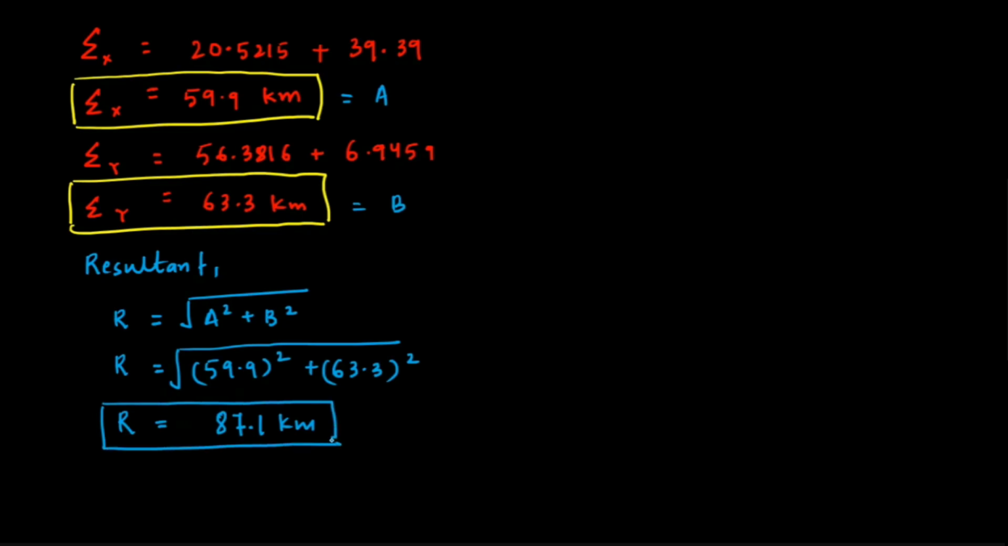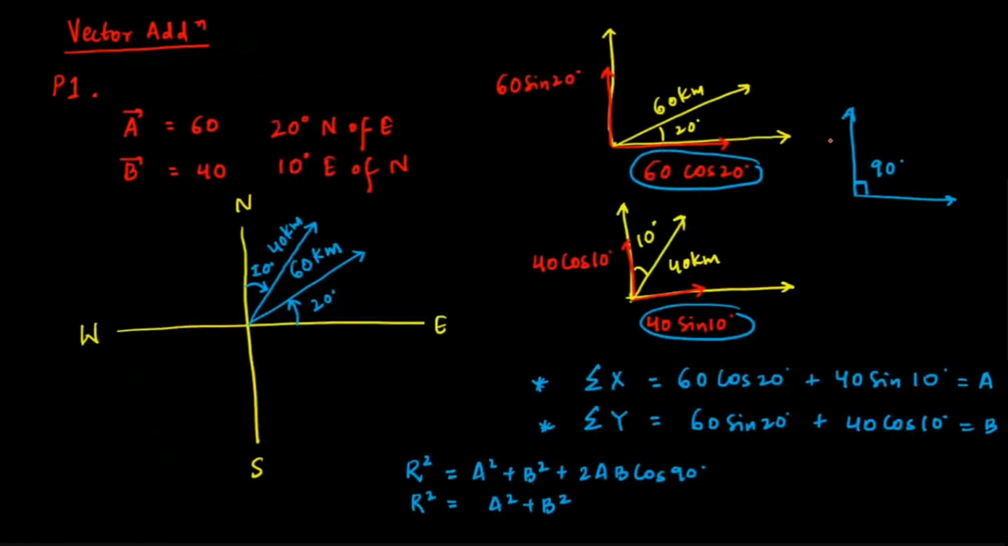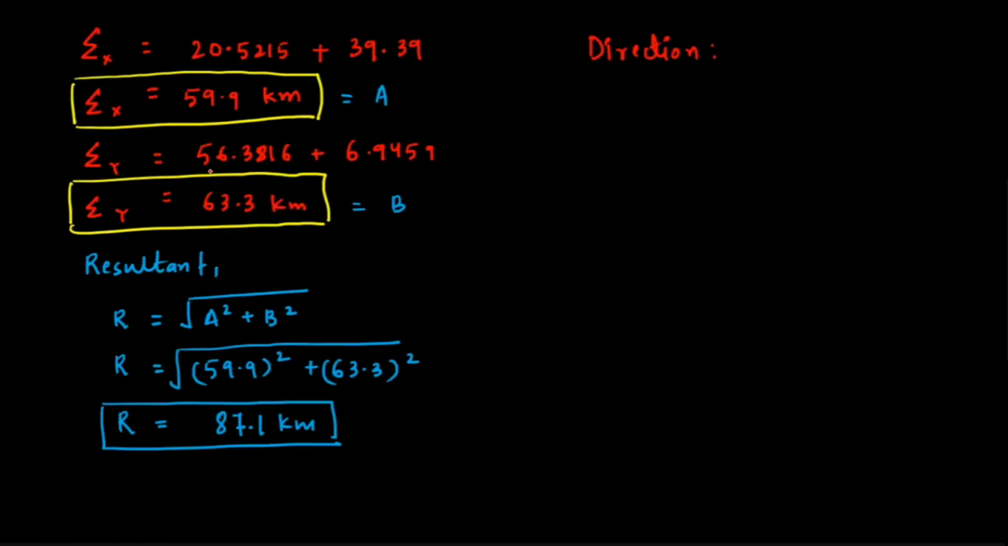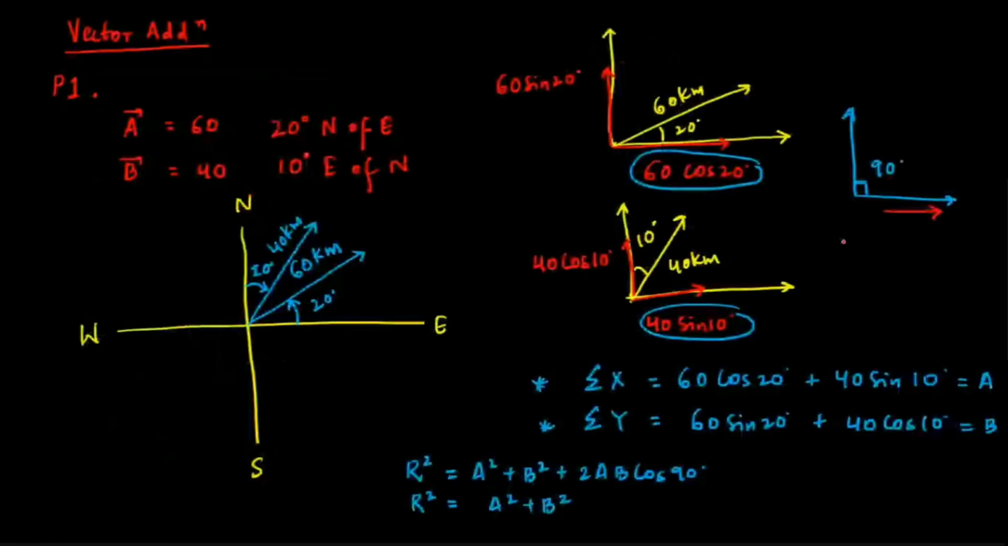Now, the next important part is we have to find the direction. And if you remember, we find the direction using an angle. So how are we supposed to do the direction? Again, if you look at the diagram, I found this as 59.9, so I will write 59.9 here, and along the y-axis, I got approximately 63.3, so I would write 63.3 here.